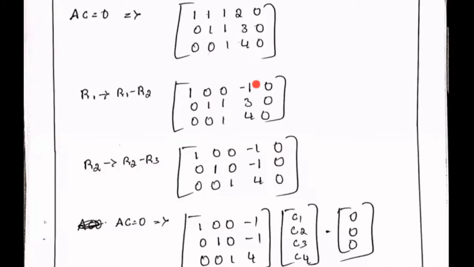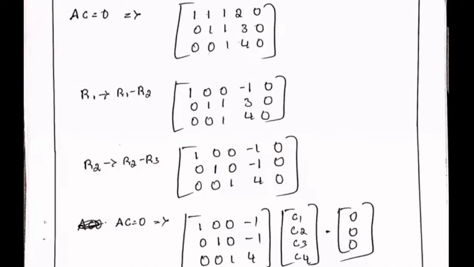And again, I'm subtracting row 2 from row 3. Row 2 is 0 1 1 3 0, subtracted from 0 0 1 4 0. What you get is 3 minus 4, which is minus 1, the only difference with respect to the previous case. This is what you get.